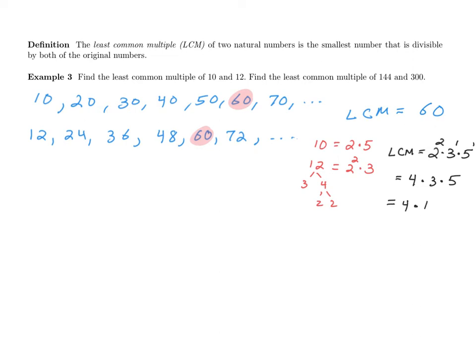3 times 5 is 15, and 4 times 15 is in fact 60. So the good news is that this process here produces the same answer. With that in mind, let's use this process to figure out what the least common multiple of 144 and 300 is. So step 1 is going to be find the prime factorizations of these numbers.